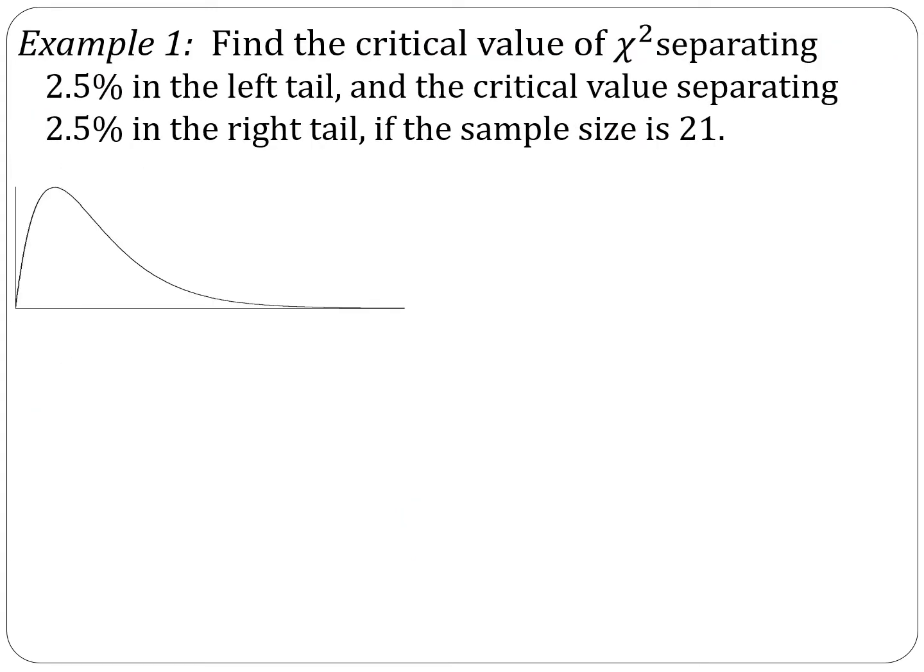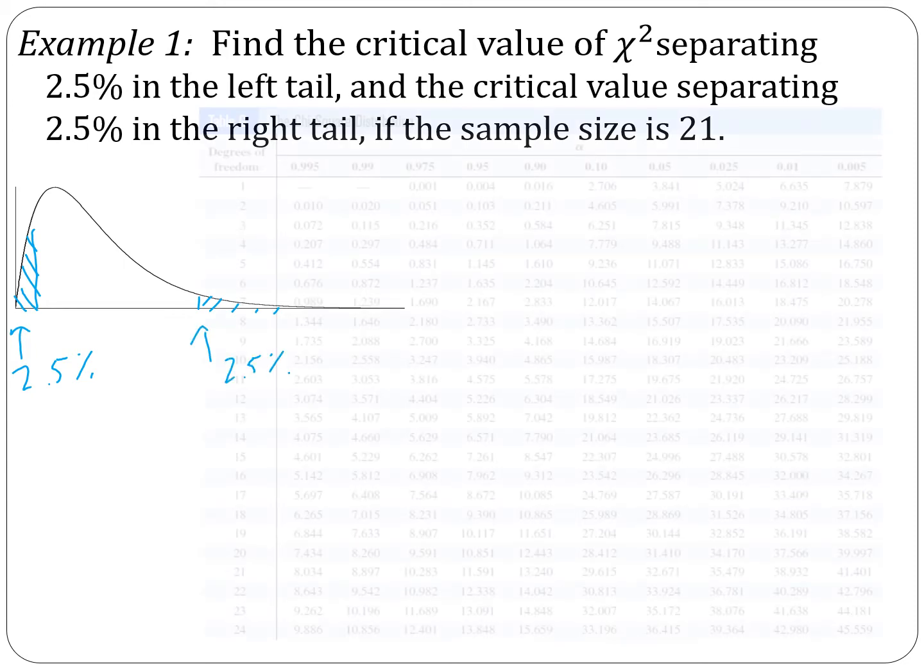First things first, let's figure out how to read this chi-squared table. We want to find the critical value of chi-squared separating 2.5% in the left tail, so 2.5% over here, and 2.5% in the right tail. The sample size is 21.